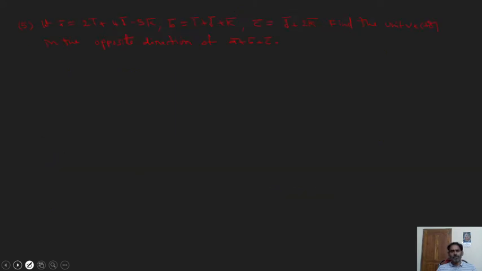Next, question number 5. This is also a most important problem, 2 marks. A bar given. This is A bar, B bar, C bar. Find the unit vector in the opposite direction of A bar plus B bar plus C bar. So find out the solution. First find out A bar plus B bar plus C bar.